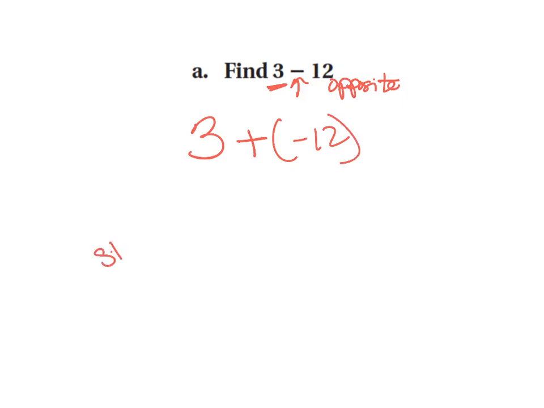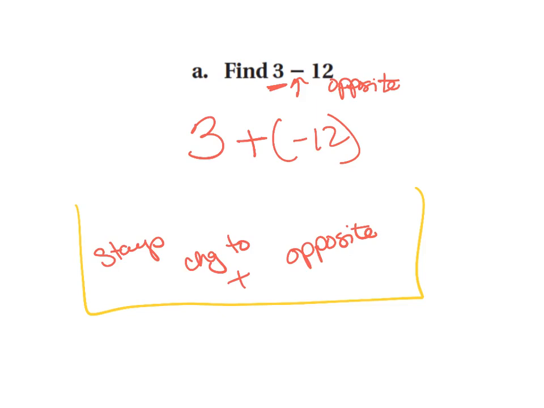3 minus 12. So the first number always stays the same. I'm going to change this to an addition problem, and I'm going to make this last one the opposite. The opposite of a positive 12 is a negative 12. So first number stays, change to addition, and then the opposite. And I would recommend putting this in your notes as well. Change to positive, opposites.